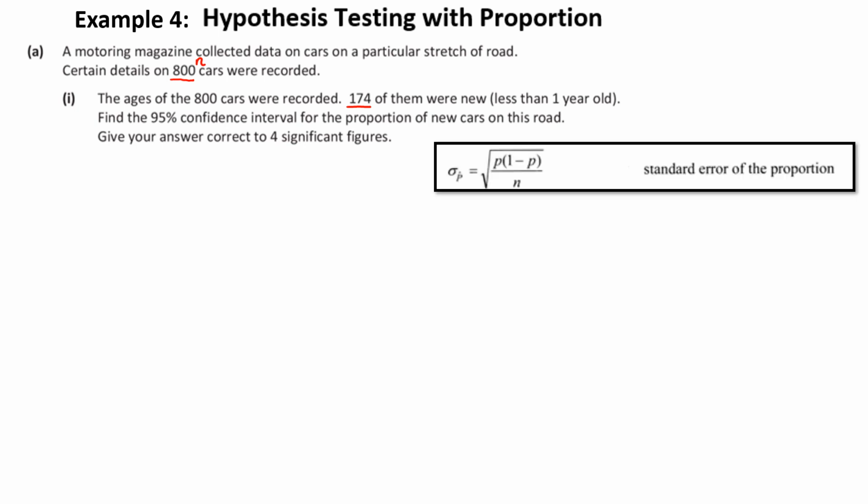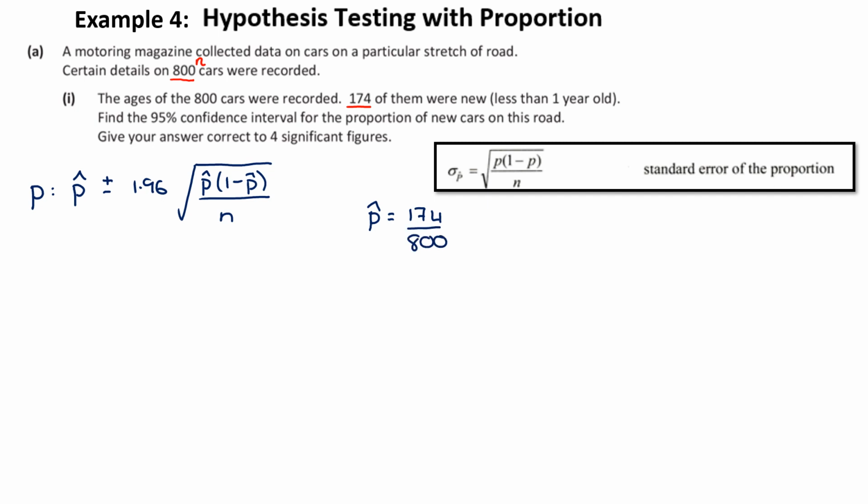So we're going to use the standard error of the proportion. If I want to figure out the proportion, I'm going to use the fact that P hat, the sample proportion, plus or minus 1.96 times this standard error of the proportion. So we have P hat, a slight difference to what's in the tables. We use P hat because that's what we have, over n. So we need to figure out, what is P hat? We know 174 of the cars are new, but we want that out of 800. We want it as a proportion.